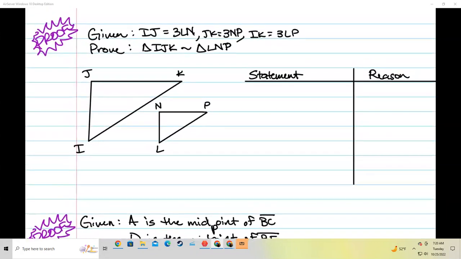So let's see. Given that IJ is equal to 3LN and JK is equal to 3NP and IK is equal to 3LP, I need to prove that triangle IJK is similar to triangle LNP. That given is something that we have not seen before. Like something is 3 times another thing. That can be very confusing. But I know that you always start with your givens. And as far as the picture, there's nothing given in the picture. As far as the statement, there's definitely a lot given in that statement.